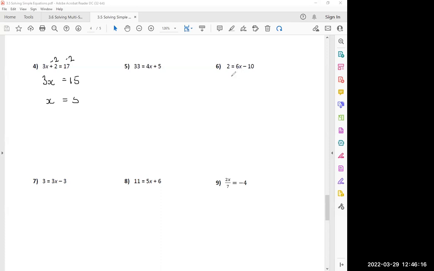We have addition of 10, addition of 10, leaving me with 12 equals 6x. And then divide both sides by 6, I get x equals 2. Let's do the final one.